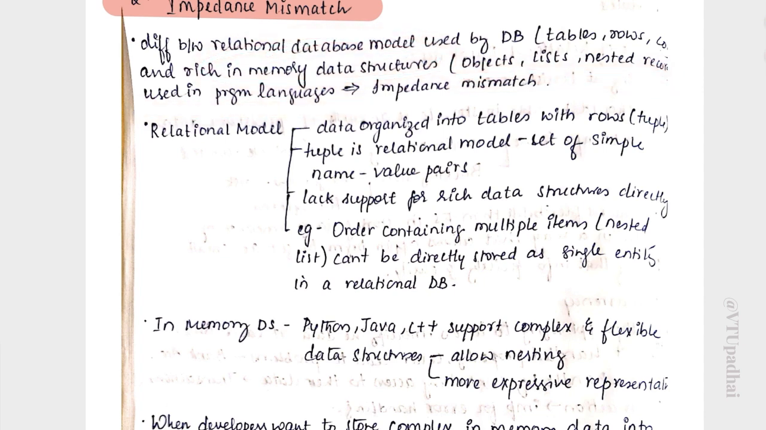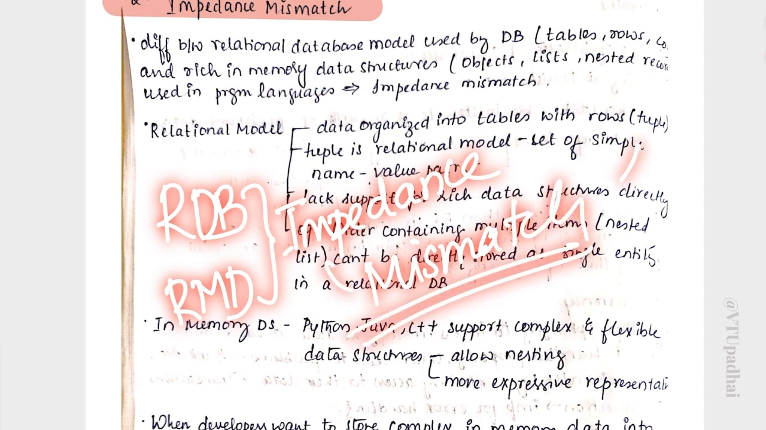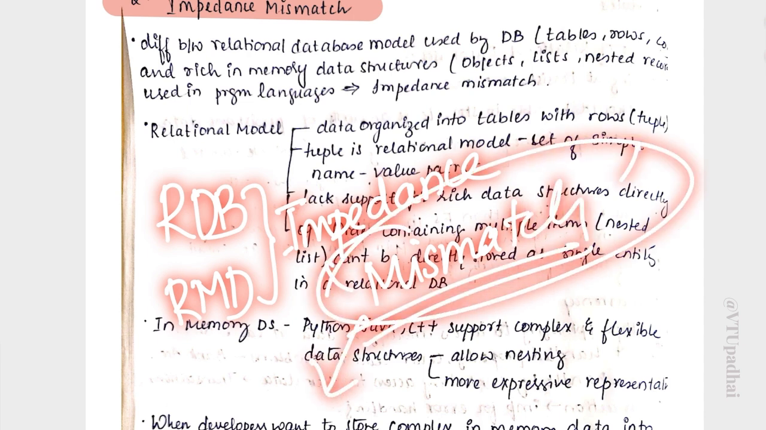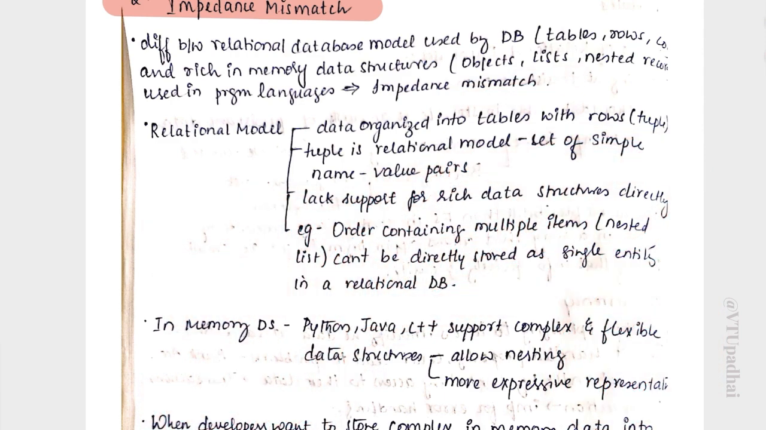So when there's a difference between the conventional database model and the rich in-memory data structure, it is called impedance mismatch. Mismatch means there is a difference between two things. First one is the relational database, like we have seen tables, rows, columns, all those things, and on the other hand we have the complex data structures here, which could be objects, lists, or nested records, and all of that. We'll look into these one by one.